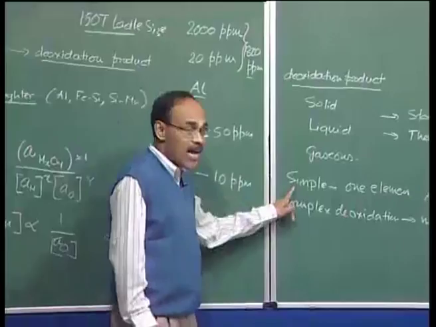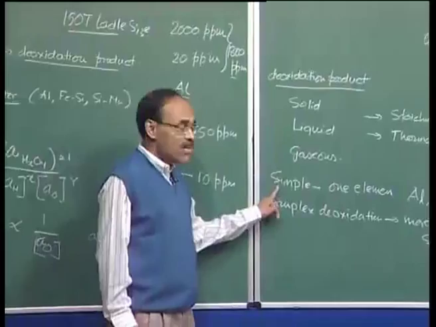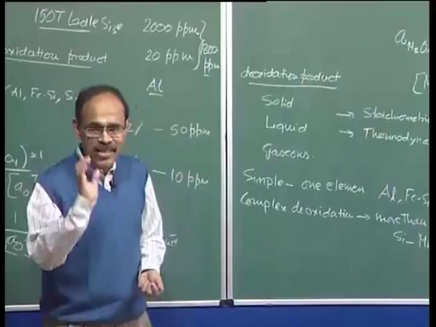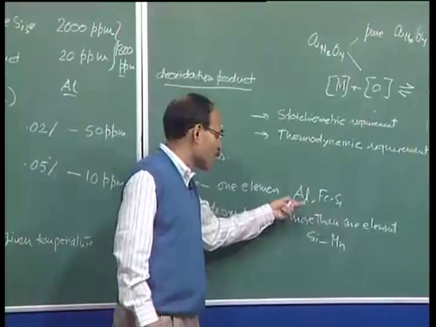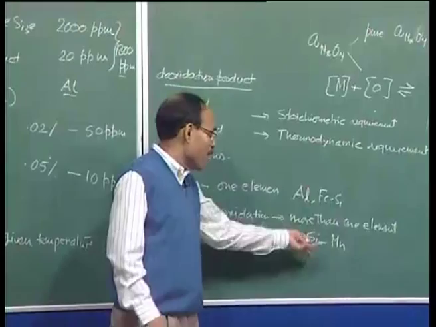So, therefore, we understand that simple deoxidations are less efficient than complex deoxidation. As a matter of fact, in steel plants, if you go, you will see that the deoxidation is taking place not only by aluminium, but we are adding some silicon also, some ferromanganese also, some aluminium also, and aluminium by far is the most powerful deoxidizer.